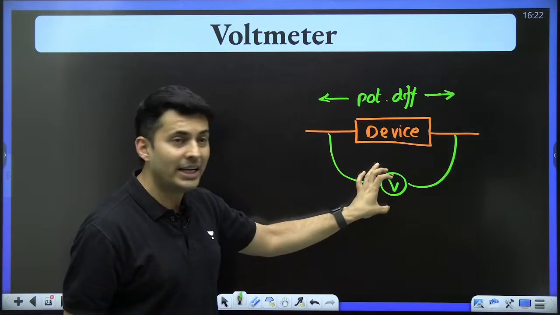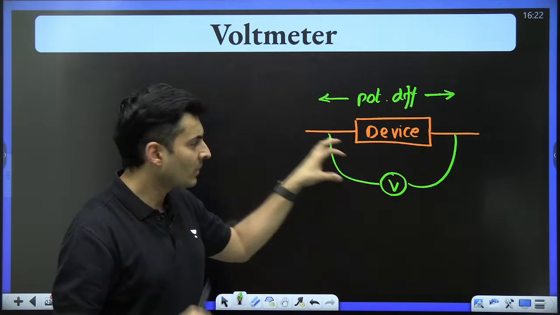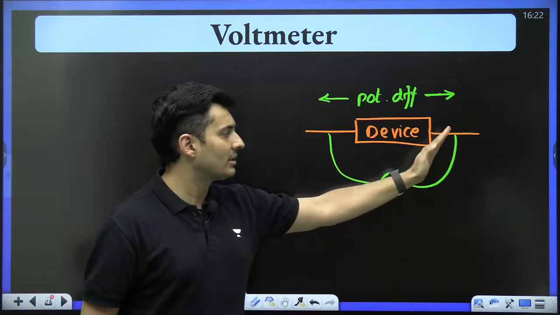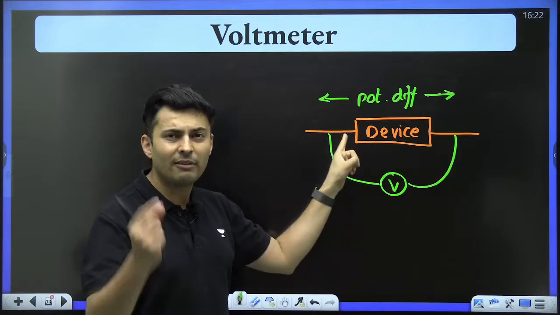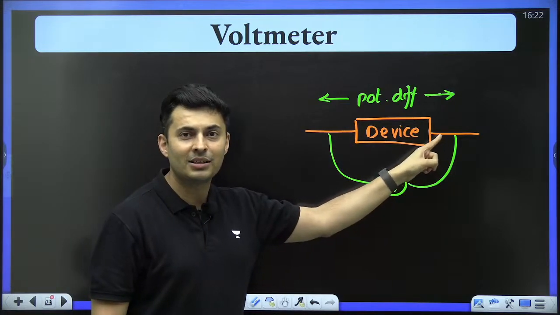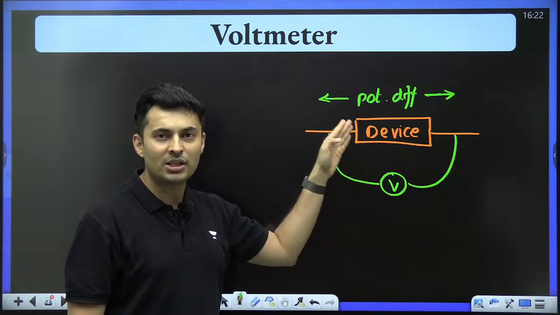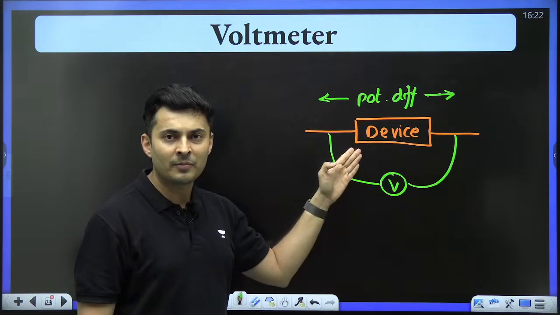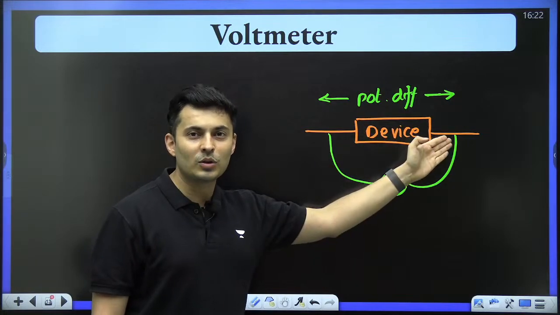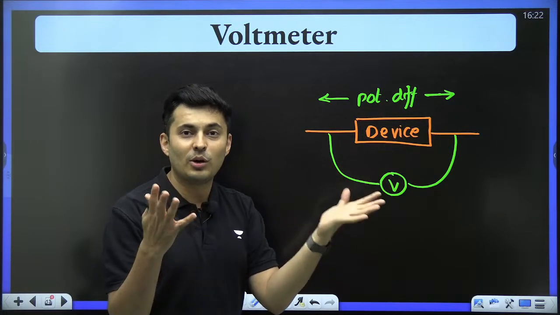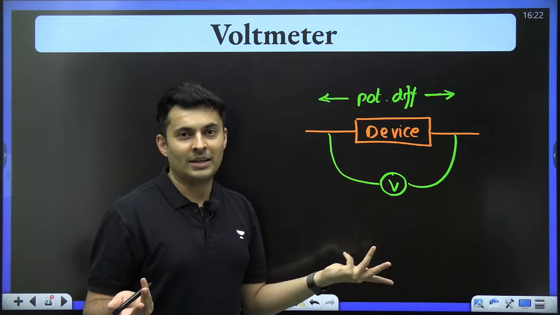Now, if the voltmeter has very low resistance, a lot of current will go through it, or most of the current will bypass, and very little current will go through the device. So if this was a heater or a washing machine whose voltage you are measuring, suddenly all the current flows through the voltmeter, hardly any current goes through the device, and the device will not work. That is meaningless.